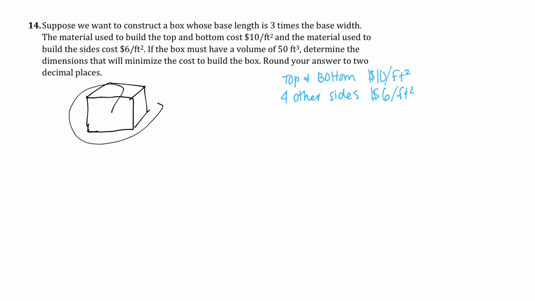There are 6 sides total on this box. You have the top and the bottom at $10 per square foot, and then there are 2 sets of matching sides. For the 4 other sides, there are really 2 pairs. There's this side right here, the purple side, and there are 2 of those purples, one on the other side, and then there's that green side. I'm going to call these the length, the width, and the height.